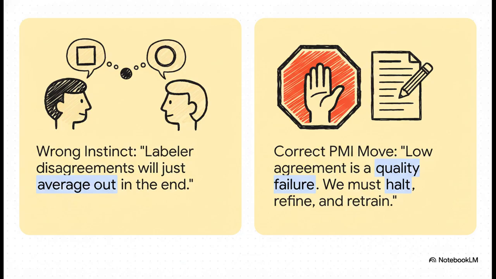Trap number 2 is underestimating inconsistency. It's so easy to think, some labelers see it one way, some see it another. It'll all just average out in the big data. Wrong. For the exam, low agreement between labelers is a code red emergency. It is a quality failure. The only correct action is to stop the line, fix the root cause in the guidelines, and retrain your team.